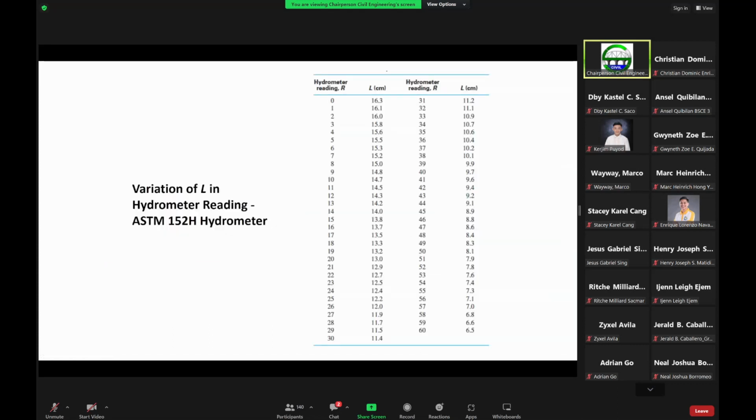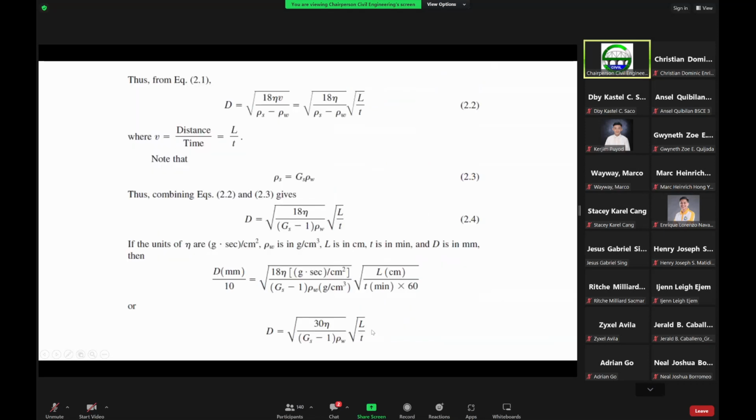Here there are just some variations of the L in the hydrometer reading. Basically, in the hydrometer test, what we can read is the hydrometer reading, and that reading will have a corresponding value of L. Then you can substitute it here and just measure the time. The rest here is basically constant, so it's just a function of L and time. Then you can determine this D, the diameter of the soil particles.